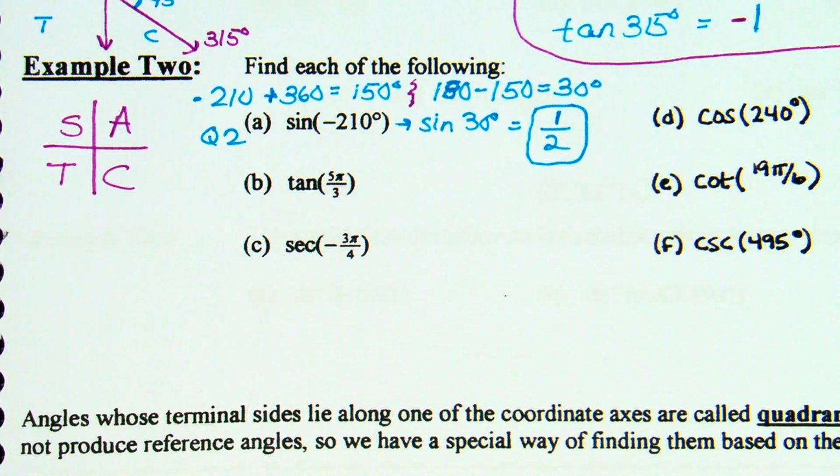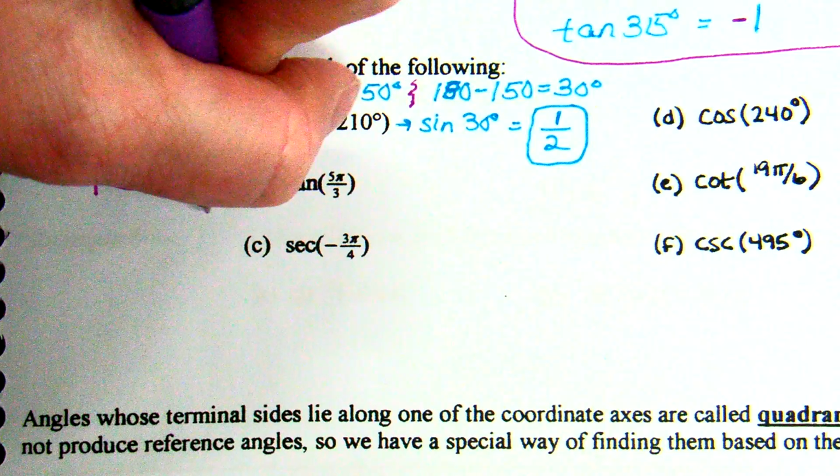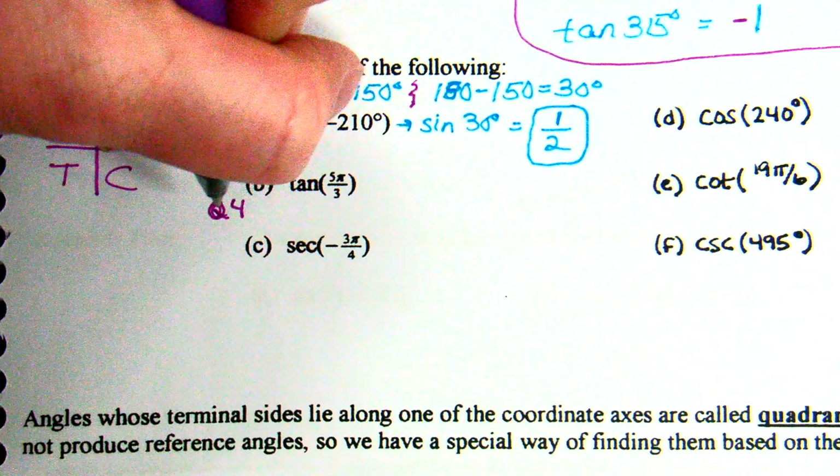So, if that is closer to 6 pi over 3, down there in what quadrant? We can go ahead and answer that question. Quadrant 4, yes. How do I find my reference angle?